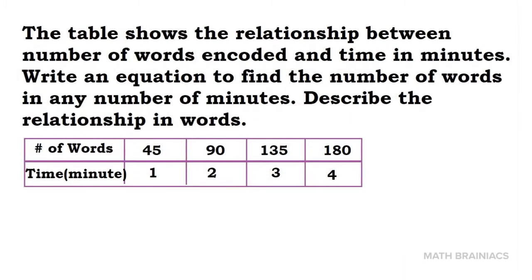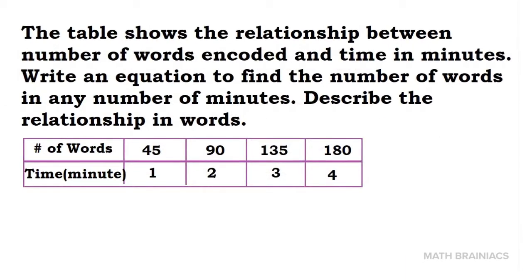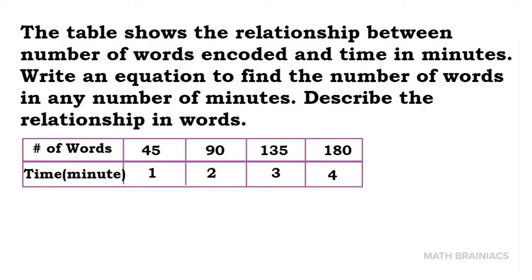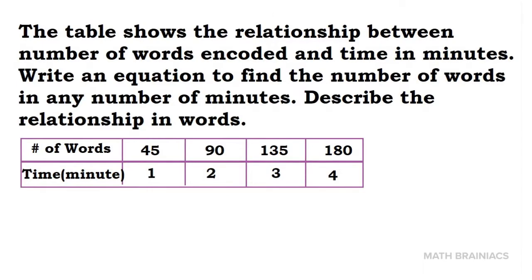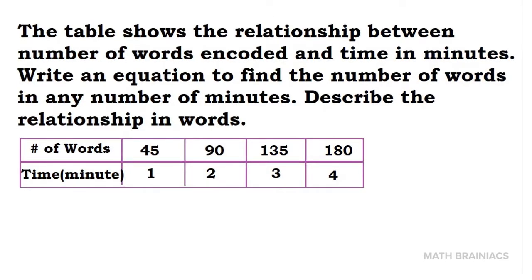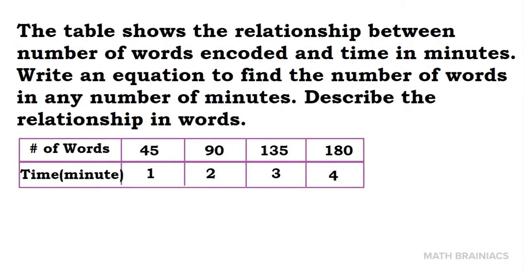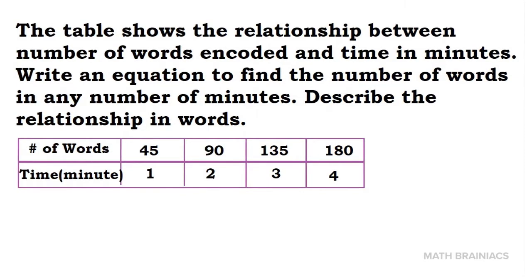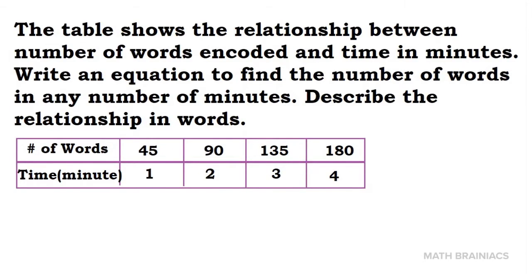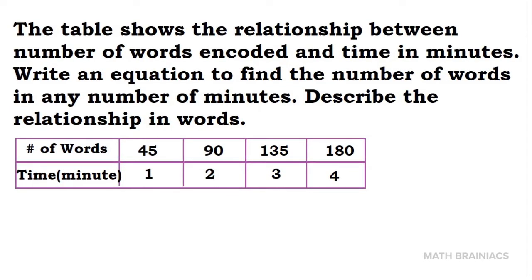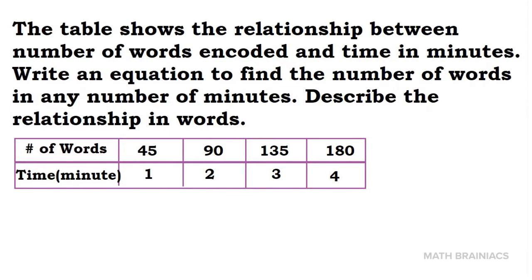Let us work on this example so that you will be guided. The table shows the relationship between the number of words encoded and time in minutes. Write an equation to find the number of words in any number of minutes. Describe the relationship in words. The table shows that the first row is about the number of words encoded and the second row is about the time in minutes.